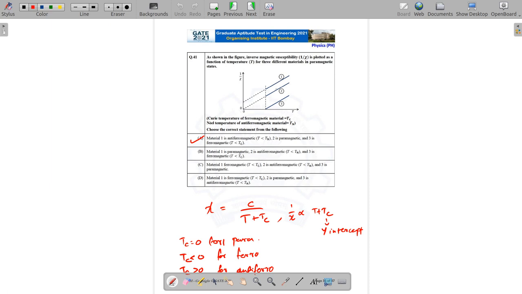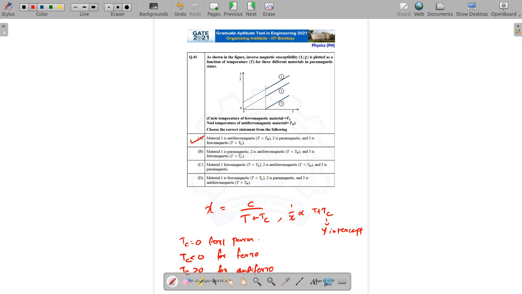So as shown in the figure, inverse magnetic susceptibility 1 by chi is plotted as a function of temperature for 3 different materials in paramagnetic states. Okay, so the Curie temperature of ferromagnetic materials is Tc, and the Neel temperature of the antiferromagnetic is Tn. Choose the correct answer. Okay, so this is a 1 by chi versus T relation.